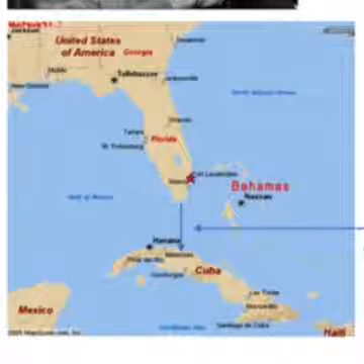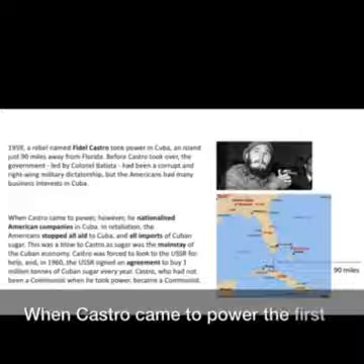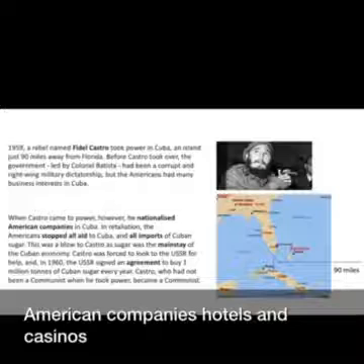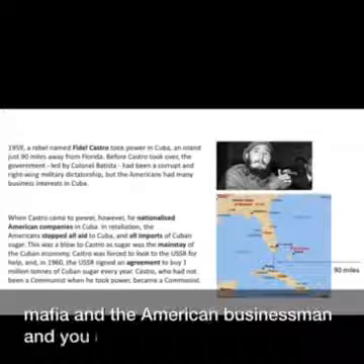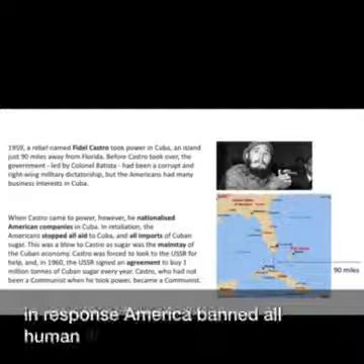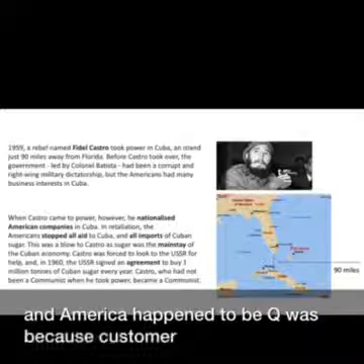Fidel Castro could see this was wrong, and with his friend Che Guevara organised the poor farmers into an army and set about overthrowing Batista. When Castro came to power, the first thing he did was nationalise the American companies, hotels and casinos. That means he took them off the mafia and the American businessmen and used them for the good of the people.